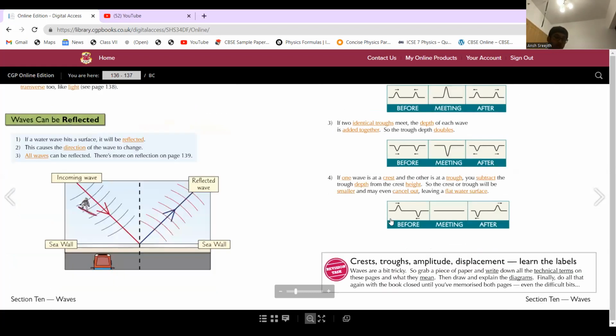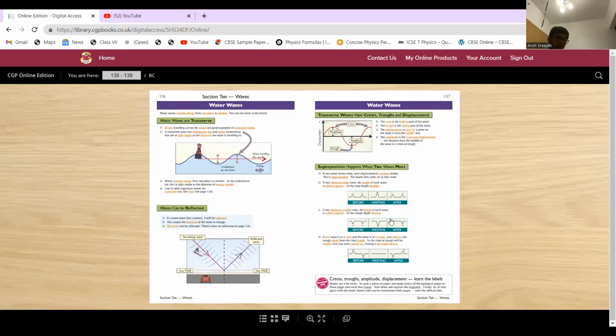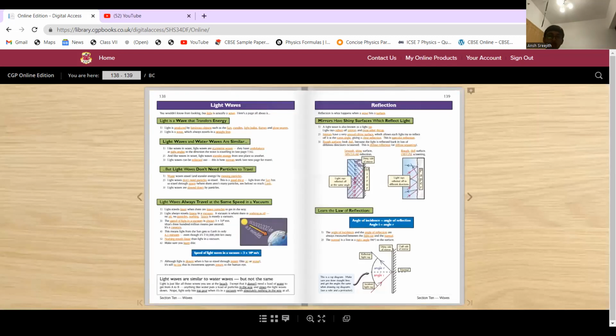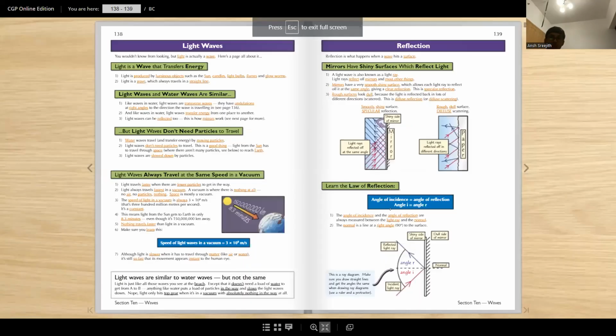Crest, trough, amplitude, displacement. We have already discussed these terms, correct? Light waves also we have discussed. Light is a wave that transfers energy, because of the photons. Light is photons as well as electrons. Because of that reason, light is also known as electromagnetic waves.